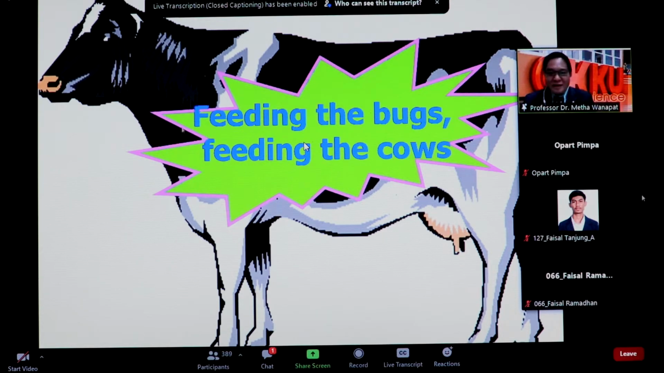Even more, as stated very strongly, very loudly, we heard of this: feeding the bugs, feeding the cows. What it means is that the cows will not utilize the nutrients directly by themselves, but they have to go through a process of degradation, digestion and absorption later on. Okay, degraded by the microbiome available in the rumen, which is very important.